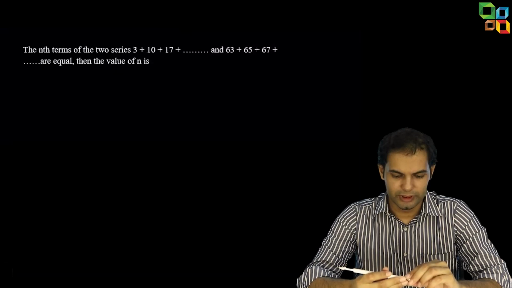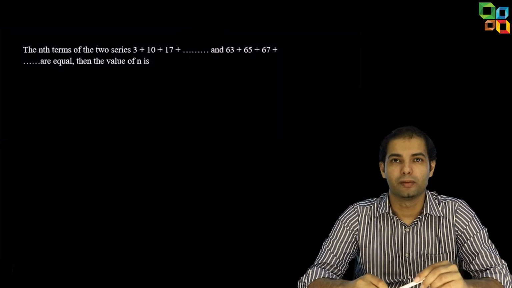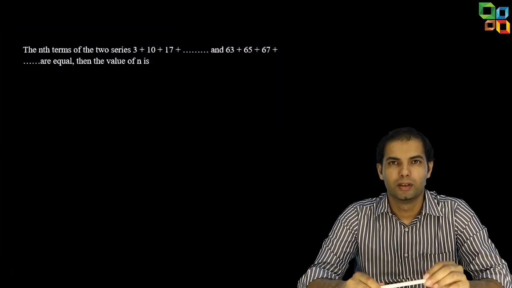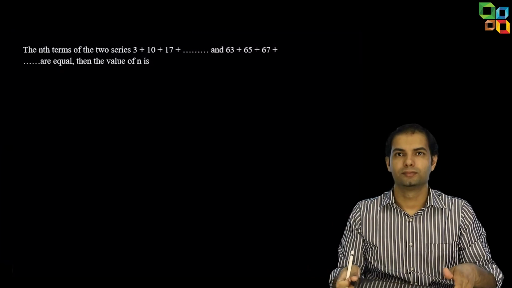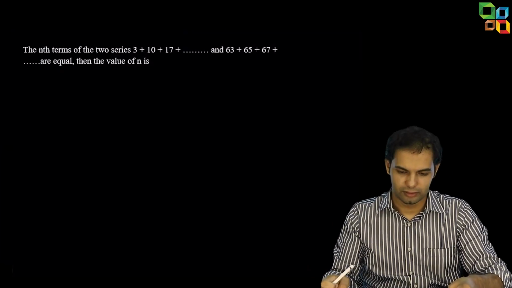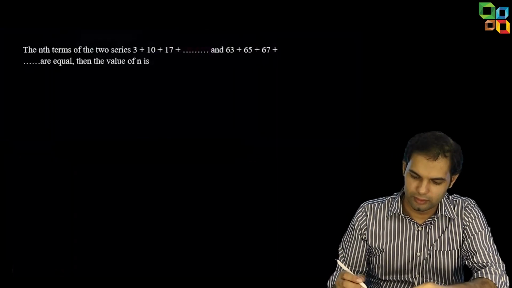The nth terms of the two series are given and they are equal. We'll find the value of n. Could you get this? Yes, sir. So there are two series, the first one and the second one, and we can take them separately.